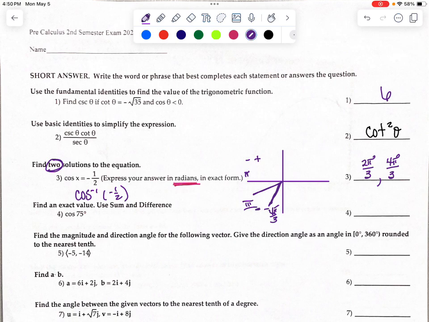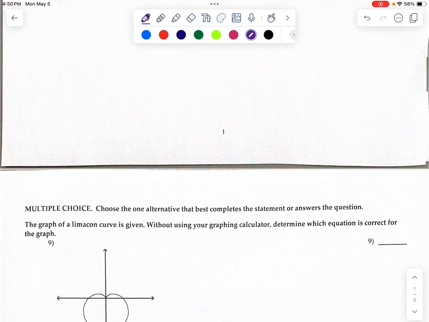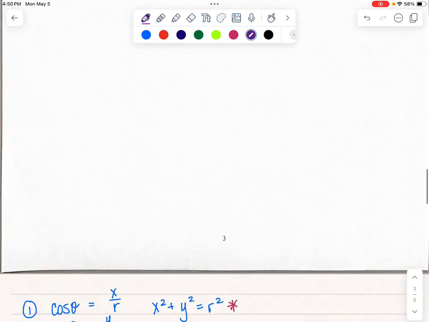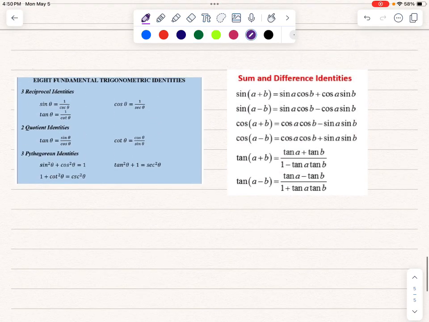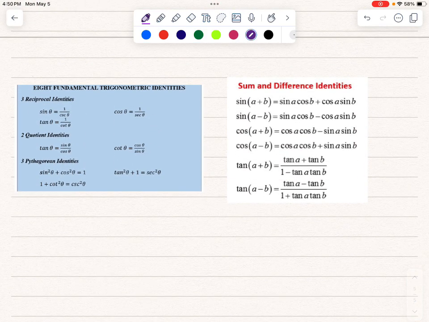Number 4, sum and difference identities. In case you didn't see it a minute ago, there are some difference identities. I will not be giving you a tangent one, so don't worry about copying those unless you really want to write some pretty stuff down. But I would definitely jot down sines and cosines and pay attention to where your positives and negatives are.